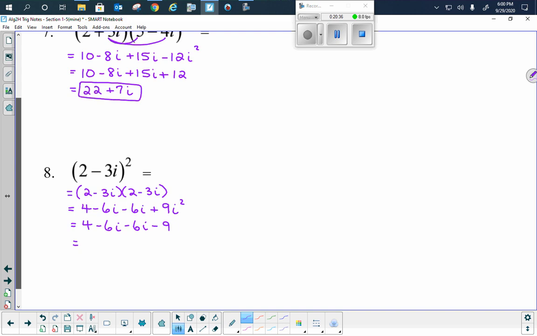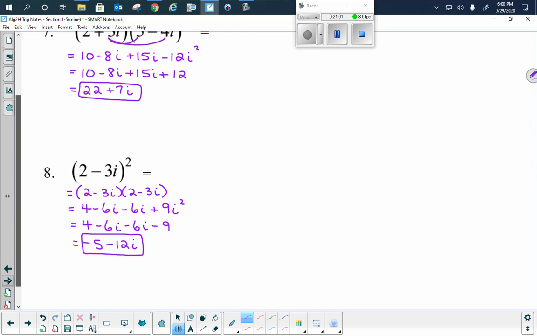Combining like terms then, I've got 4 minus 9 is negative 5, and negative 6 and negative 6 would be negative 12i. So what is the real part? Negative 5. The imaginary part? Negative 12. Okay, I just want you to be familiar with that wording. We will ask you that in the homework and stuff.